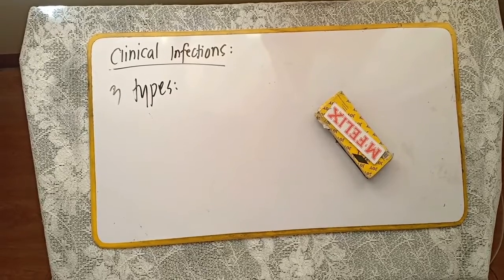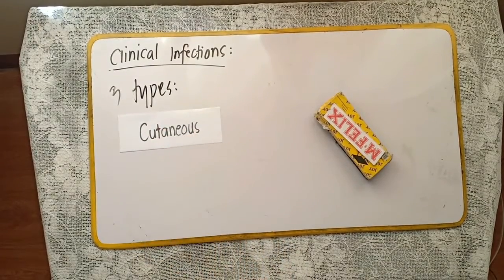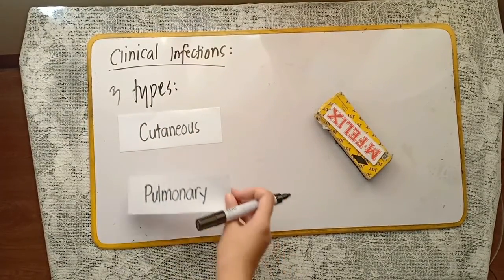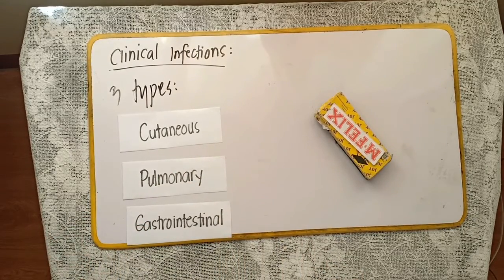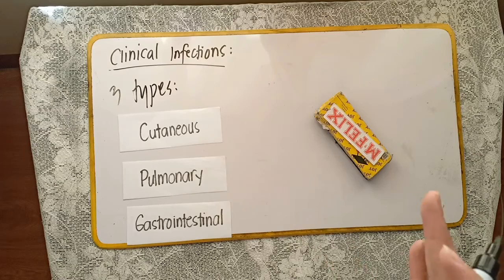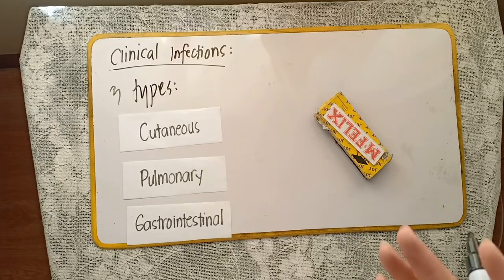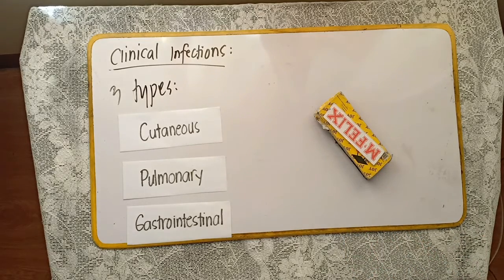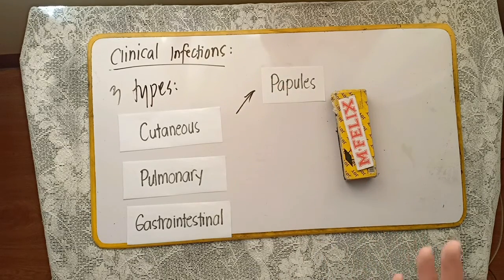Now, there are actually three types of anthrax. Number one, we have cutaneous anthrax, then pulmonary anthrax, and gastrointestinal anthrax. Let's start with cutaneous anthrax. Cutaneous anthrax can be acquired through skin cuts and abrasions, through open wounds. The manifestation of this infection is the presence of small papules, which look like pimples.